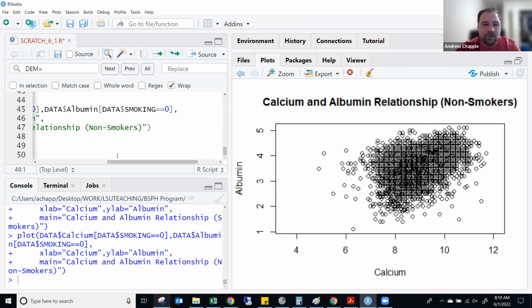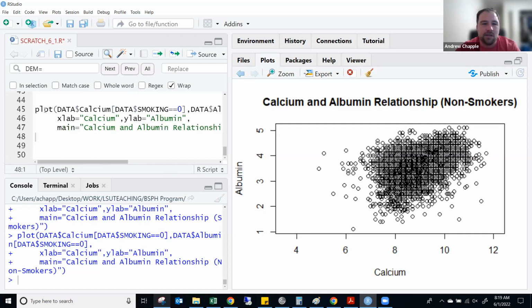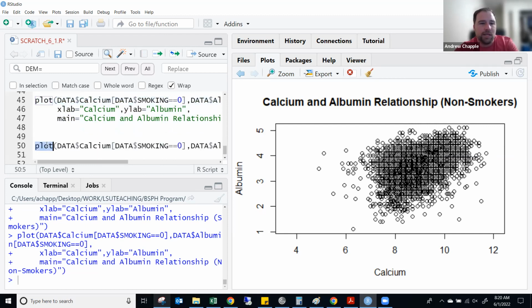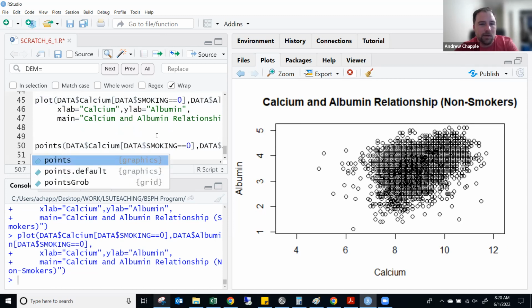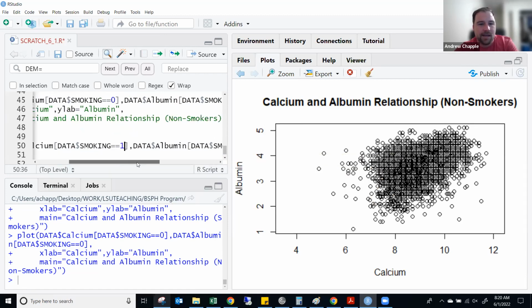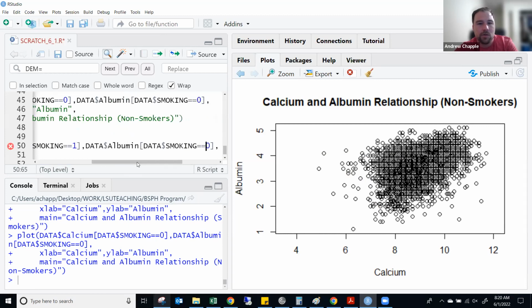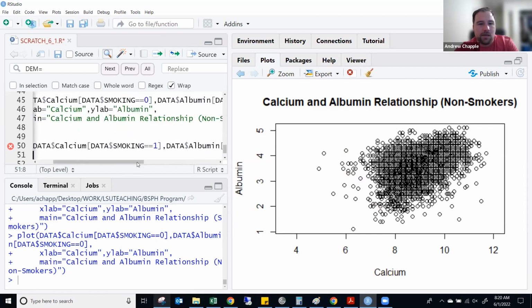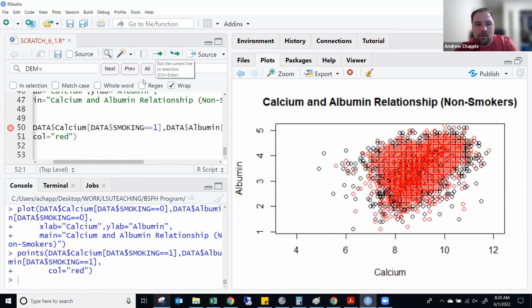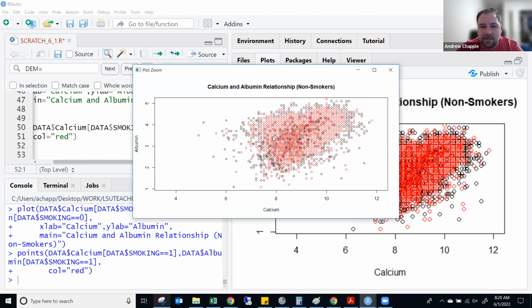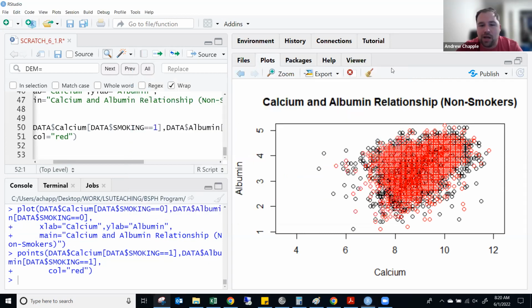If I want, I can add those points to the same plot by using the points command instead. So just to show you what that would look like, I can say points. And here I want to add the smokers back since I'm looking at a plot of the non-smokers. And let's make the color red, just so it's easy to see. And you can see now I've added these extra points to the plot. So non-smokers is black, smokers is red, but you can see a nice little scatter plot here.